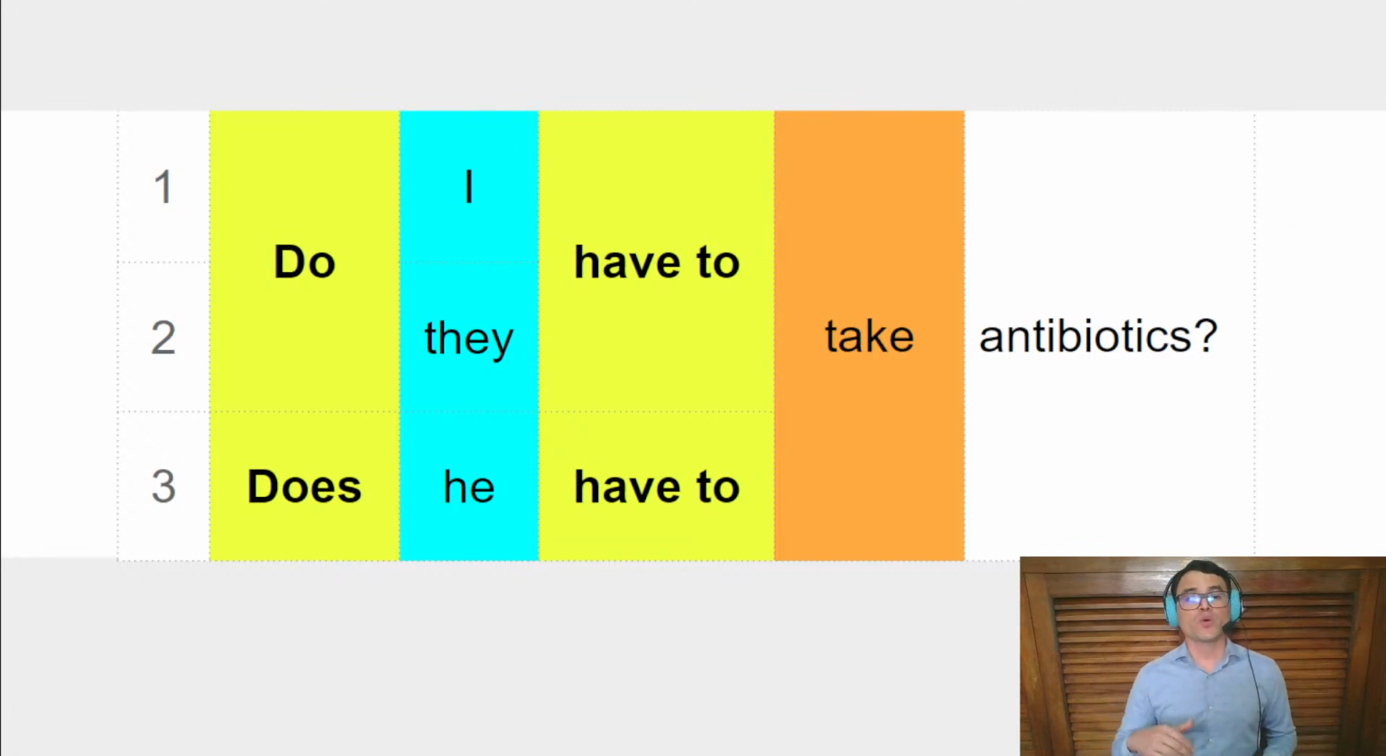Number one, do I have to take antibiotics? Number two, do they have to take antibiotics? Number three, does he have to take antibiotics? In this way, you are asking about a necessity. Okay, so the only thing you have to pay attention to is the auxiliary. All right, from do to does, depending on the subject, depending on light blue. Have to is always going to be have to, and then take the verb in base form.